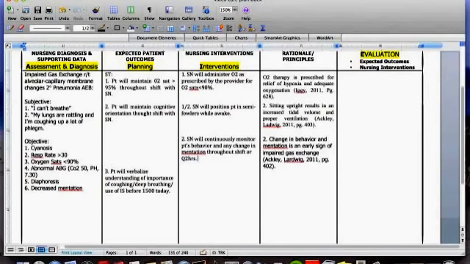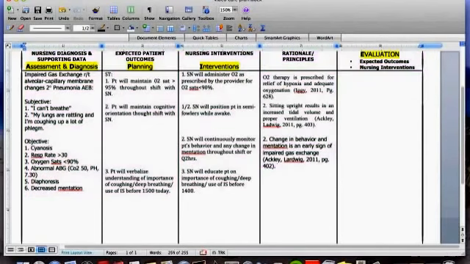So how are we going to make sure that goal is met? Student nurse will educate patient on importance of coughing, deep breathing, use of IS before 1400, because we got our 1500 goal over here. We'll give it some time to sink in.